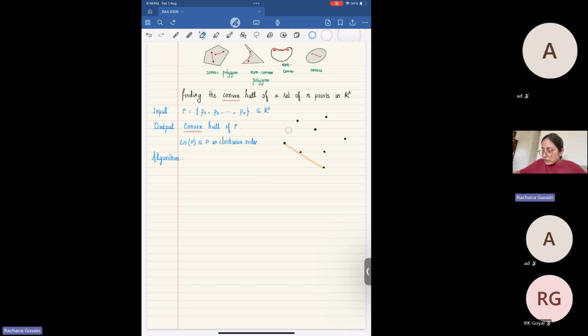So I hope the definitions are now clear. Is there still any doubt?